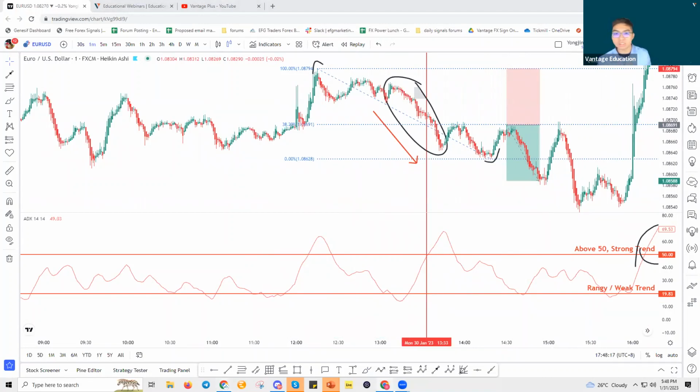Any questions so far regarding this? Everything good? Everything clear? Is it very clear on the Heiken Ashi together with the ADX above 50? Okay, good, all clear.